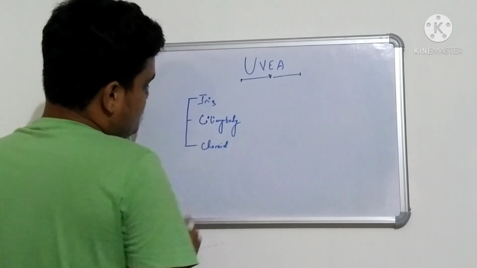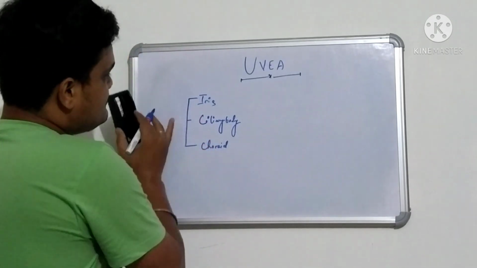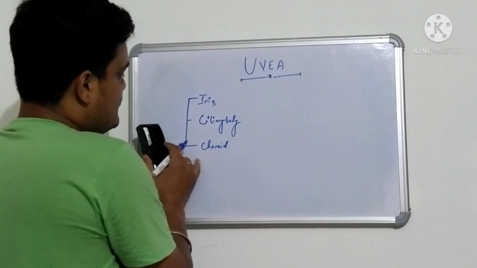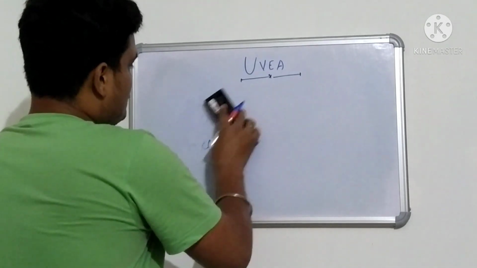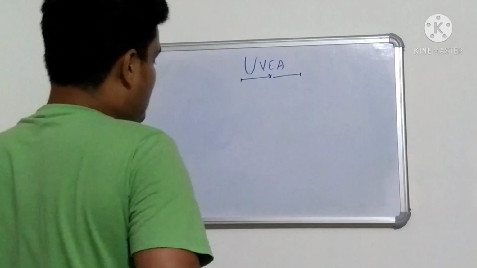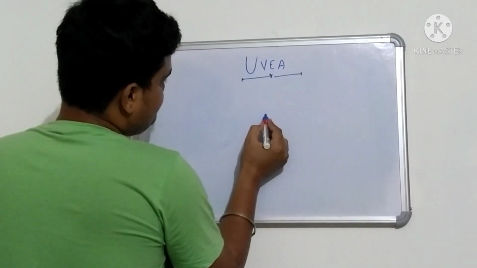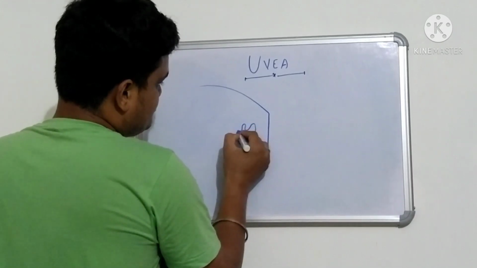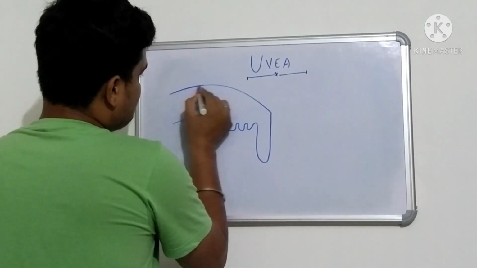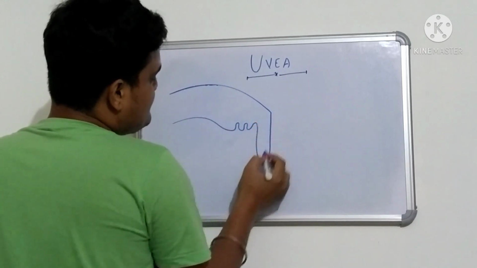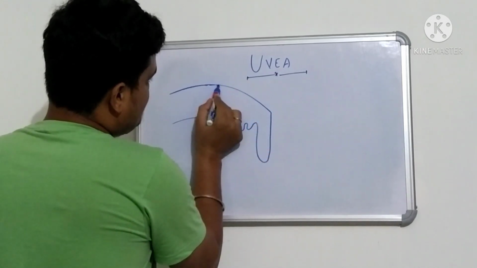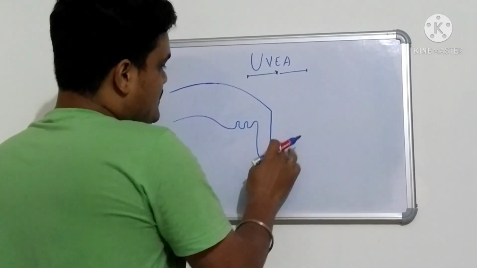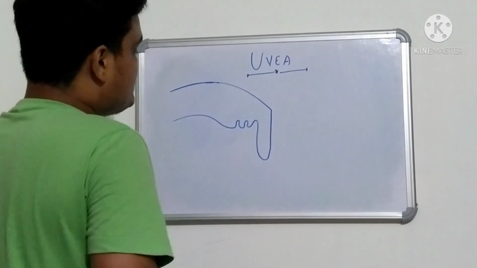So we will talk about these three parts one by one, as the uvea is broadly classified into three parts: iris, ciliary body and choroid. First of all, let me make a diagram. This is the lateral view of particularly the ciliary body and the iris, but first we will discuss the iris and then we will talk about the further things.